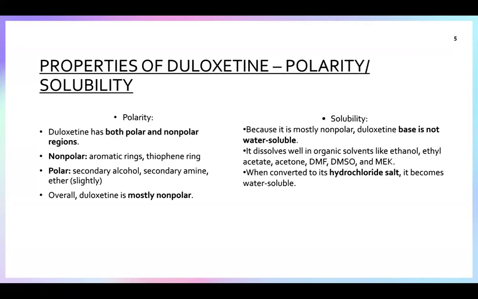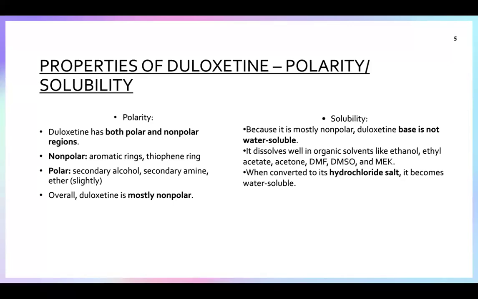For the nonpolar section, it includes the aromatic rings and the thiophene ring. And for the polar section, it has a secondary alcohol, secondary amine, and the ether is slightly polar. Because of all these things, it makes duloxetine mostly nonpolar.